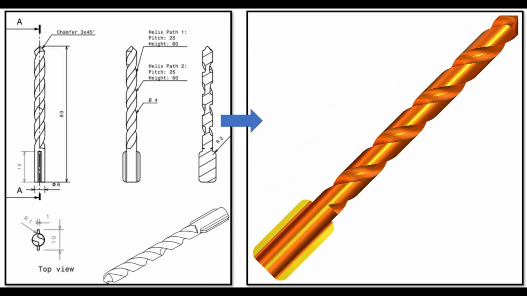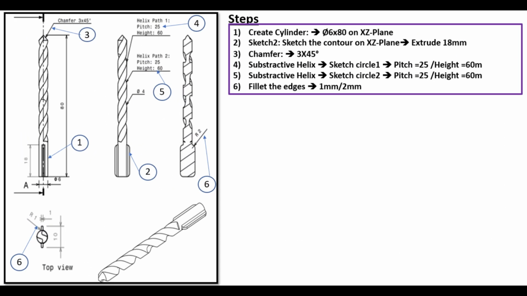This is the exercise for today. This is the 2D drawing that we need to convert to this 3D solid part. As you know, there are several ways or steps to create the 3D solid part. Here you find the steps and the tools that I used to convert this 2D ISO drawing into a 3D solid part.